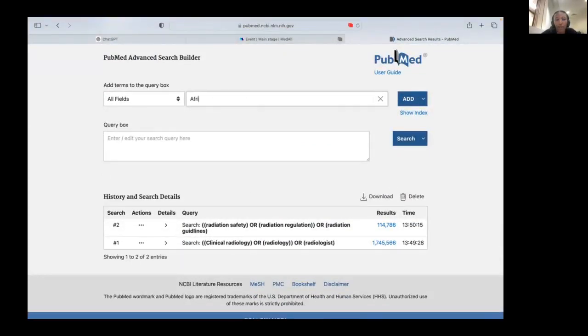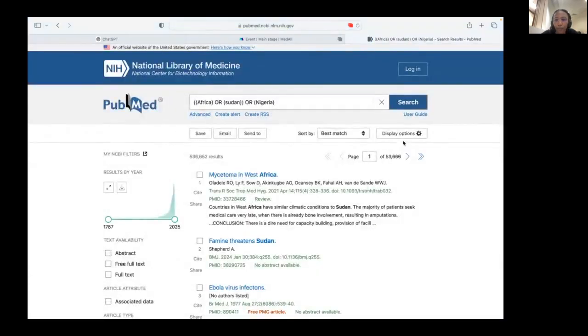And then the other thing we would want to do is look at Africa, add with OR, and then you can add other African countries. So I'm going to add Sudan because that's where I'm from. I'm going to add Nigeria because that's where Tammy's from. I'm just using these as examples. You could include all African countries. So we'll just do a search.